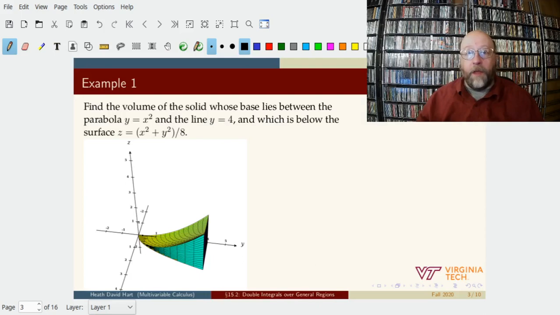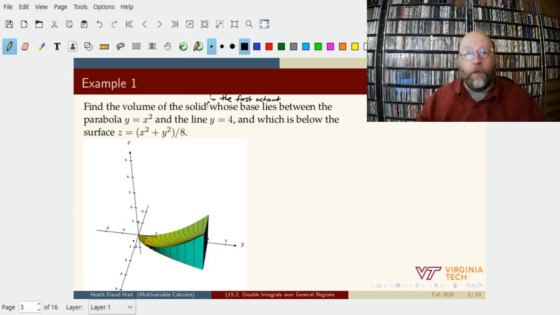We would like to find the volume of the solid, and I have left out some words here that I want to discuss, in the first octant, whose base lies between the parabola y equals x squared and the line y equals 4. The first octant in three-dimensional space is like the first quadrant in two-dimensional space. It's the octant where x is positive and y is positive and z is positive. Okay?